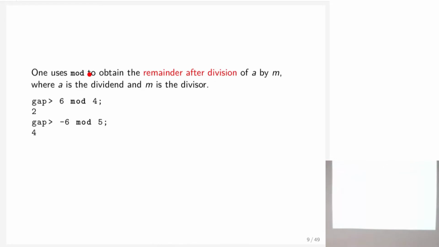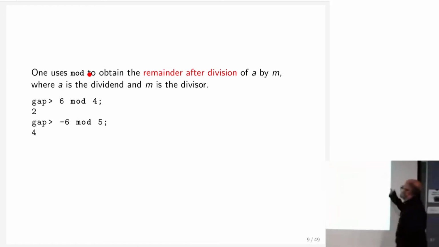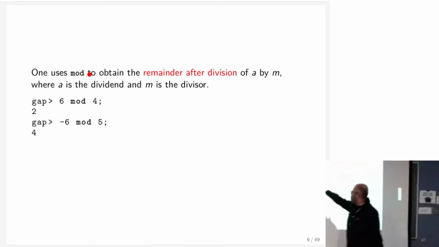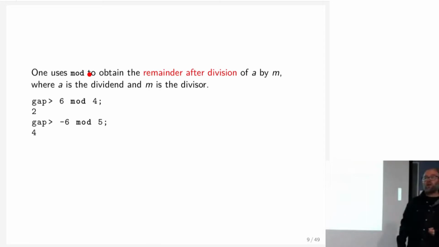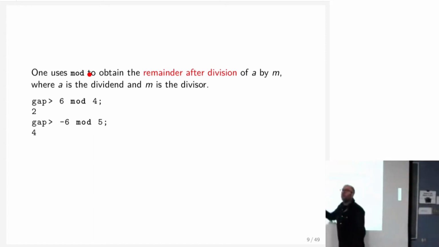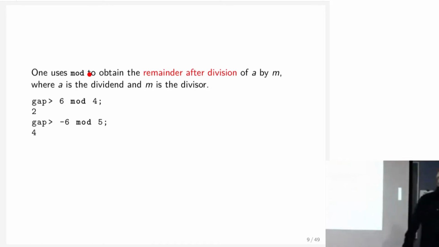So of course, another easy and useful command is how to get a remainder. This is just using mod. And this is not a function. This is just an operation, it doesn't have uppercase letters. It's working as an operation. So this is how you get 6 mod 4 and minus 6 mod 5. It's useful, of course.